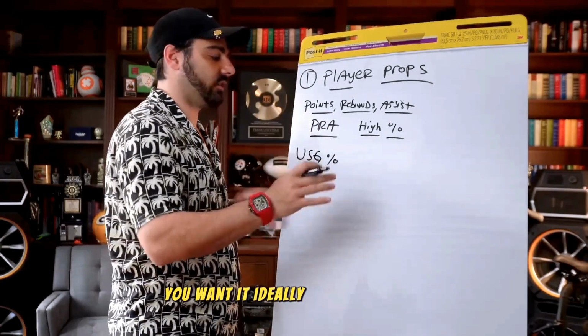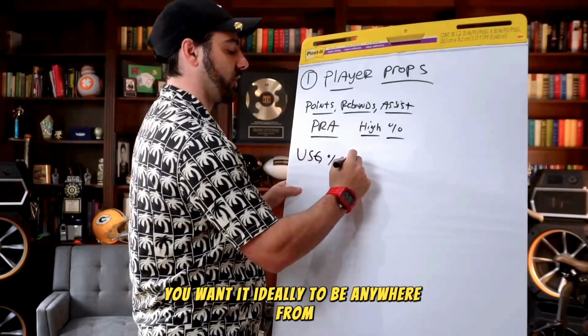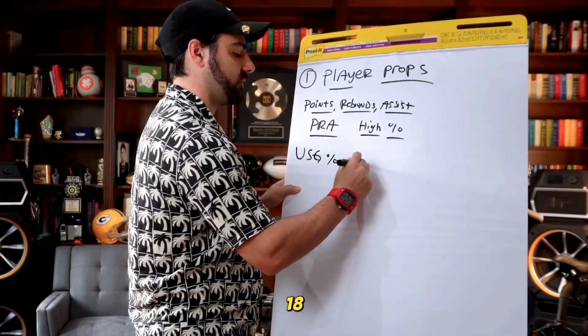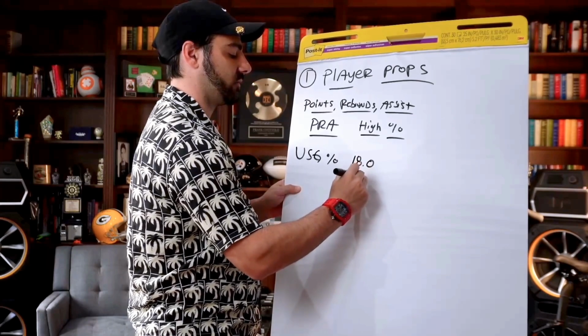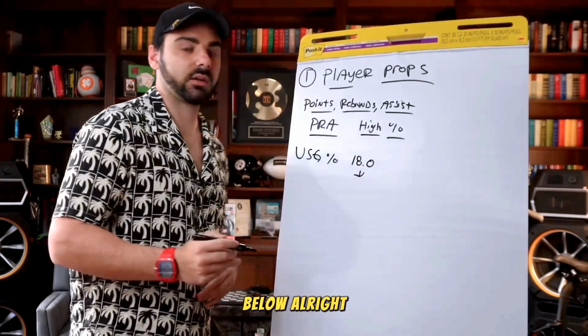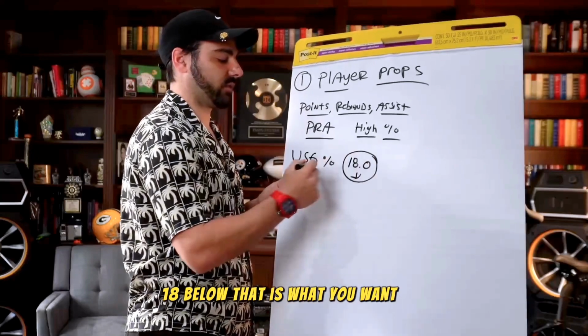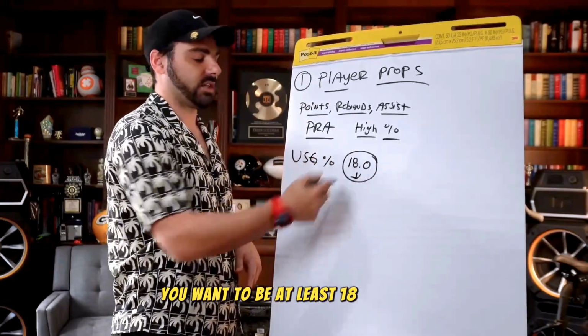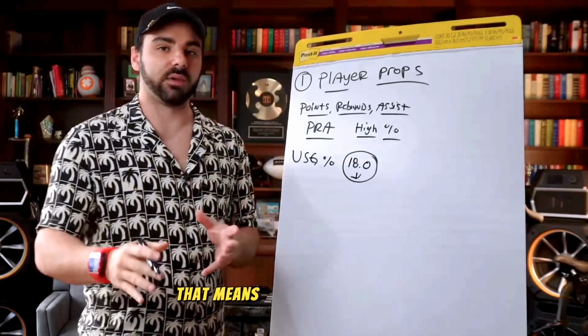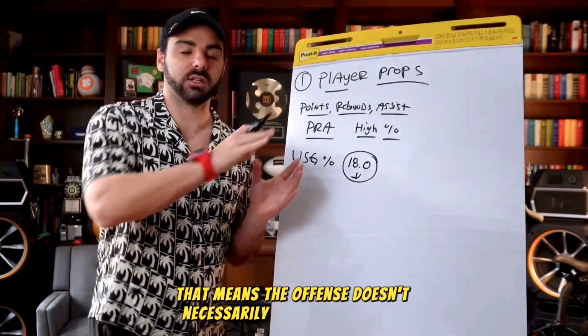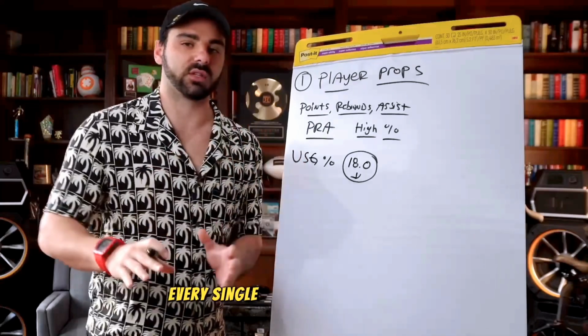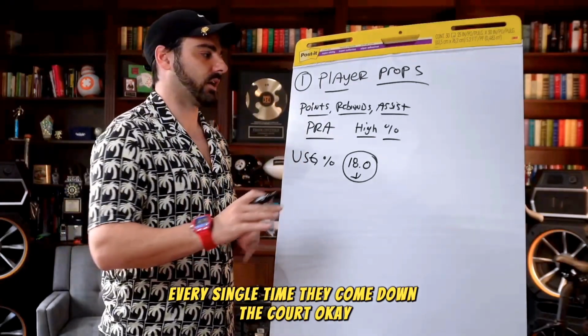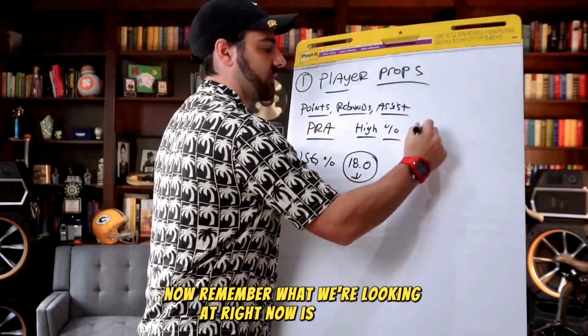You want it ideally to be anywhere from 18 and below. All right, 18 and below. That is what you want for a usage percentage. You want it to be at least 18 or below that. So what does that mean? That means the offense doesn't necessarily run through them and they're not touching the ball every single time they come down the court. Okay? Now remember, what we're looking at right now is the under.